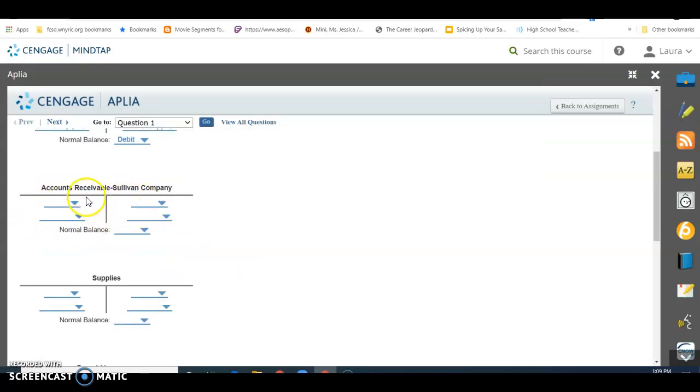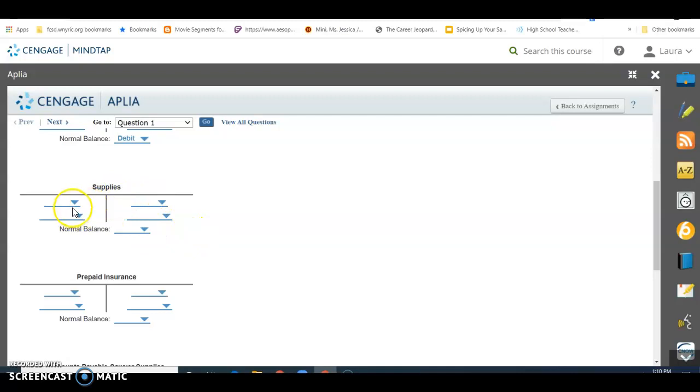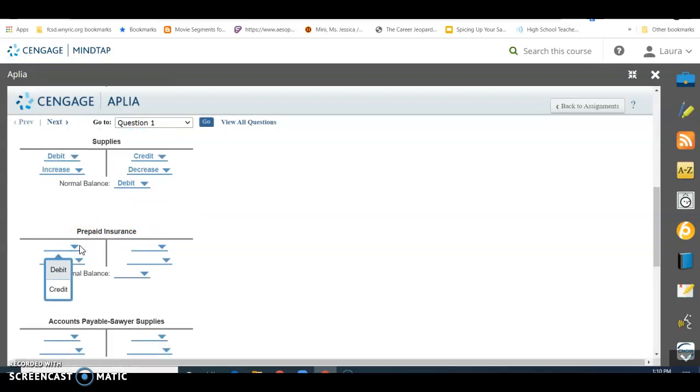Accounts receivable, Sullivan Company. The accounts receivable is an asset. So the same thing will go here, debit on the left, credit on the right. That means the debit is the increase side, credit is the decrease side, and the normal balance is whatever is the increase. Supplies is also an asset. Debit on the left, credit on the right. Increases on the debit side, decreases on the credit side, and the normal balance is always wherever it increases, so that's the debit. Prepaid insurance is yet another asset. Debit on the left, credit on the right. Increases on the debit side, decreases on the credit side, normal balance, debit.